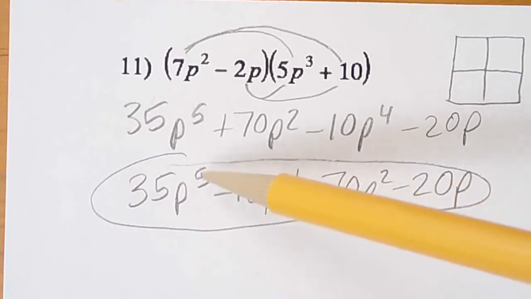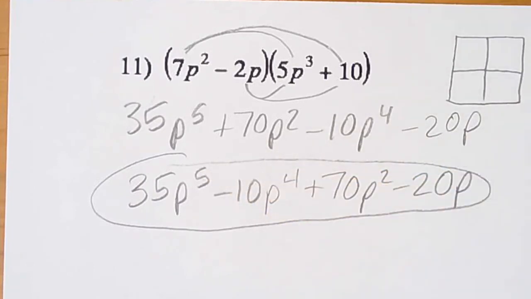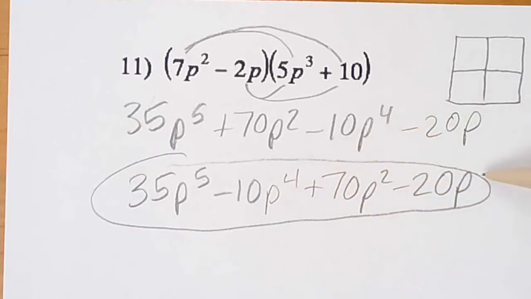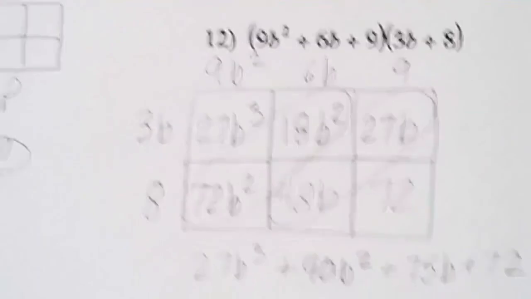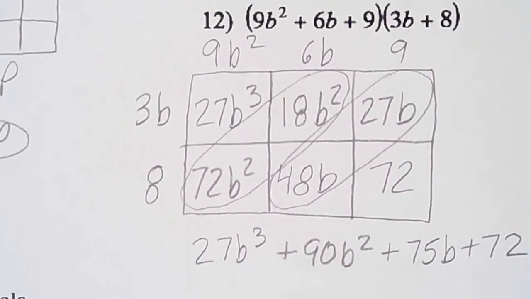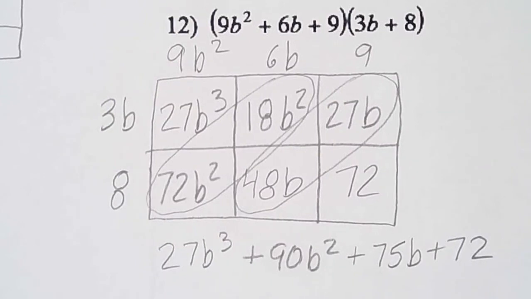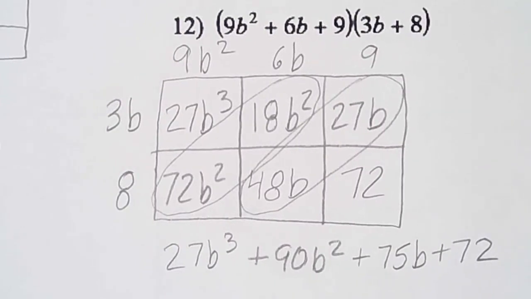So sometimes this is called descending order of exponents. We have 5, 4, 2, and then 1 for the exponents, right? All right, and then number 12, I did that with the box, and this is what I got here. All right, that is it for adding, subtracting, and multiplying polynomials.